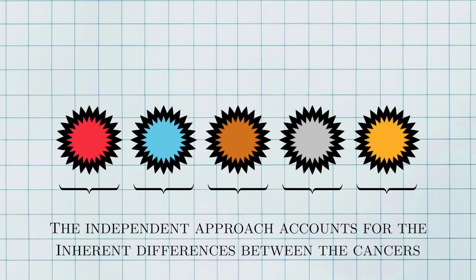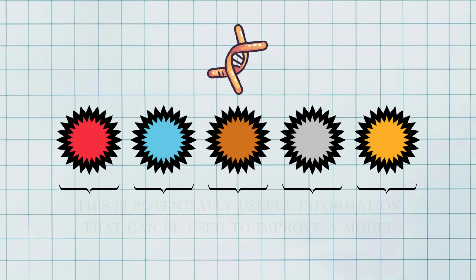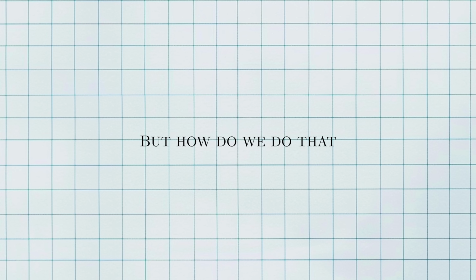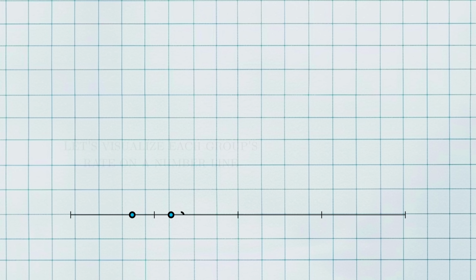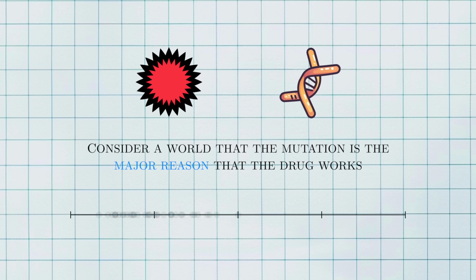The independent approach is an improvement because it acknowledges that each cancer group should have its own response rate. But it also ignores the fact that they all share a common mutation. This is potentially useful information that we can incorporate into a model to produce even better results. That being said, how do we do that? To set up this new approach, let's take the response rates for each group and put them on a number line. Consider a world where the mutation is the major reason that the drug works.